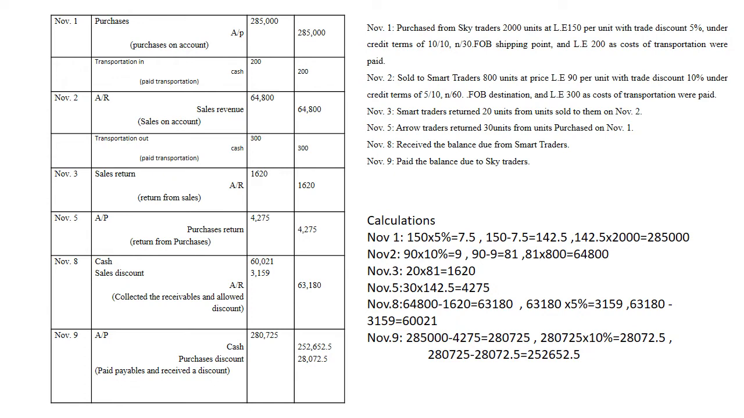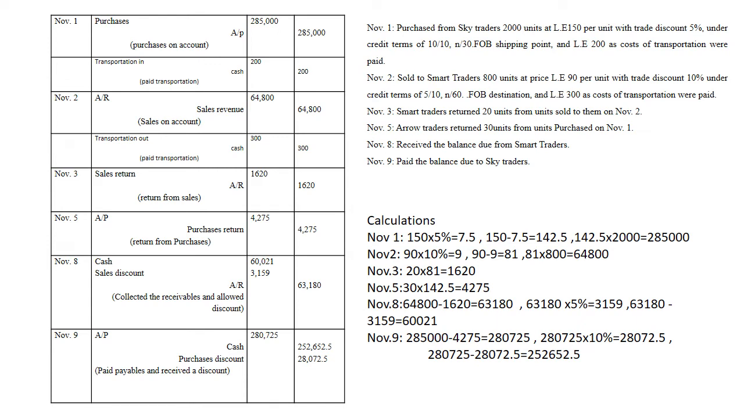And it says credit terms 5/10, n 60. What does it mean? It means 5% discount if collected the money cash within 10 days. I promised to give 5% discount if I collected the cash within 10 days. And maximum due date in 60 days.